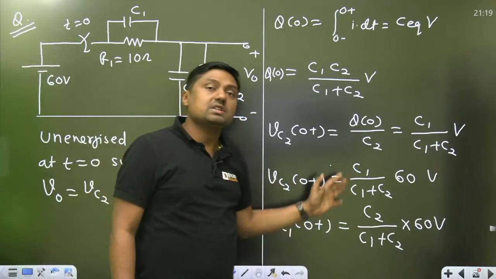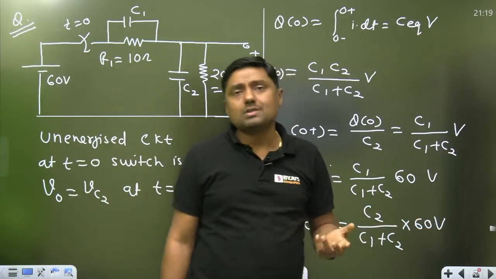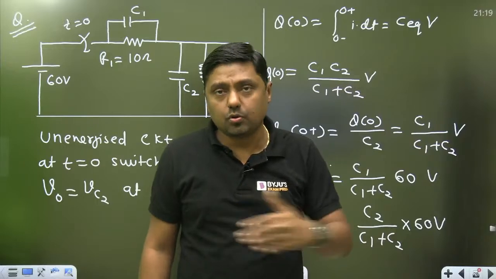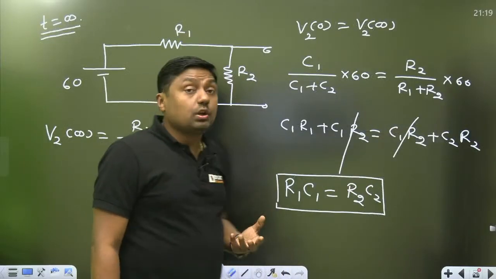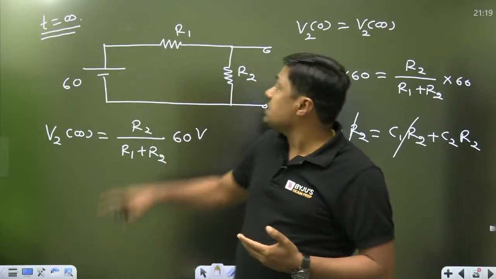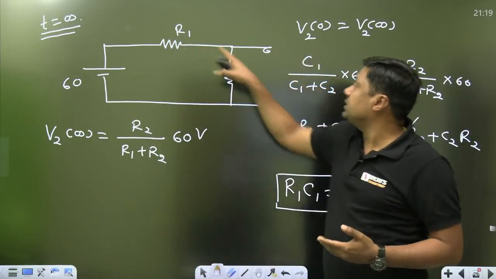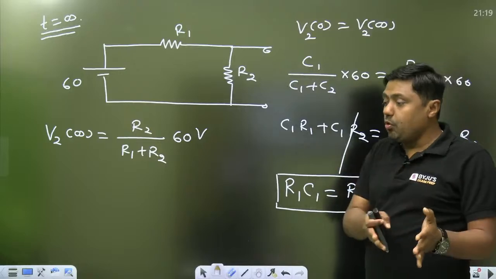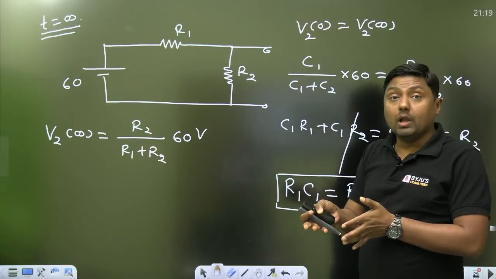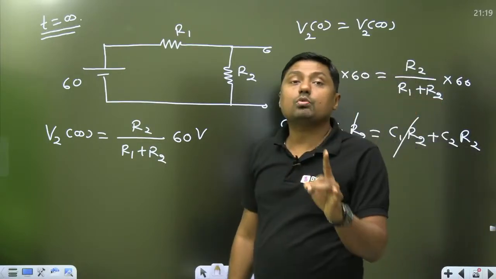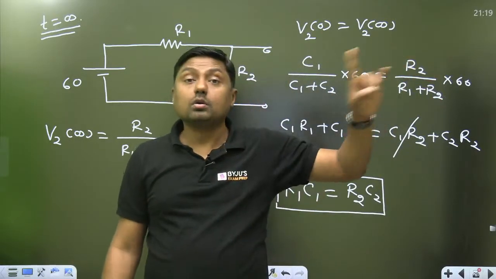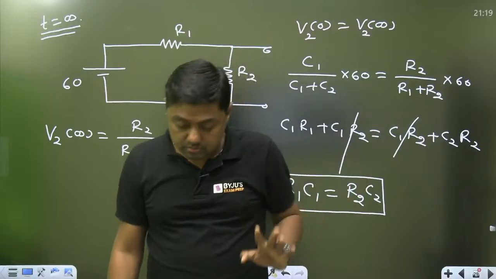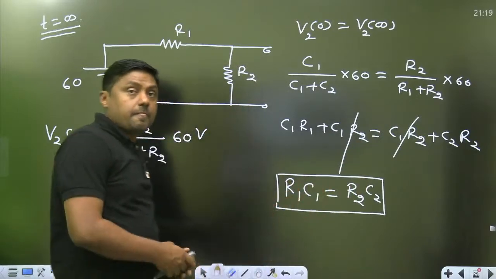This is called voltage division rule. Once you get the concept, you can directly go for the solution. And if the condition is required, if this is R1, that is R2, this is C1, that is C2, initial voltage and final voltage should be equal. So R1 C1 is equal to R2 C2. That is the question from analog. In analog, they will ask this type of questions. Okay.